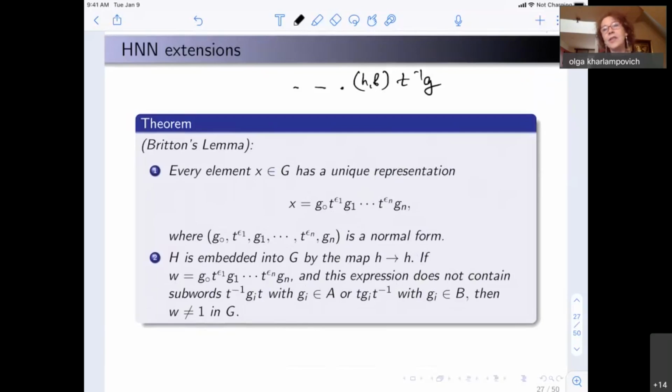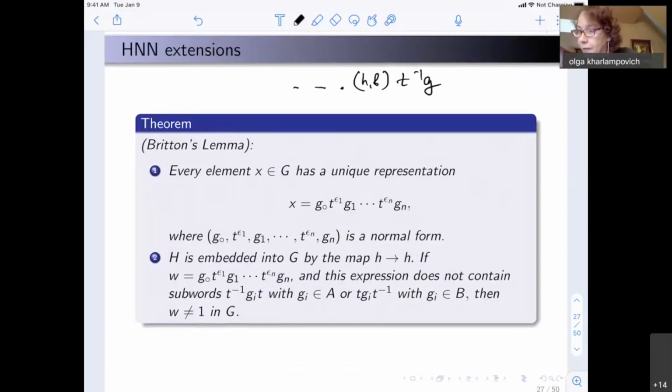But if the machine does not stop, one has to show that the corresponding element constructed for the configuration of the machine is not equal to 1. And this is the key point, how to show that something is not equal to 1, because the group is constructed using a lot of HNN extensions, and you can use normal forms.